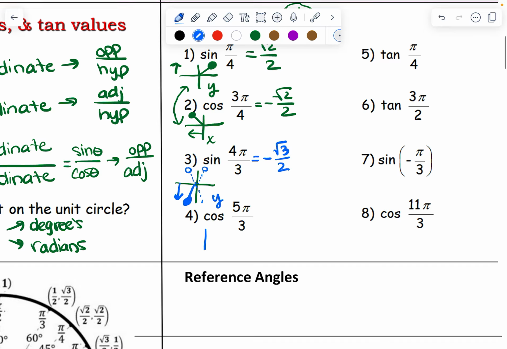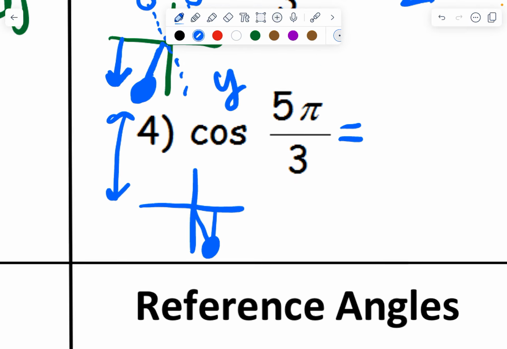Cosine of 5 pi over 3. Again, I already established that 4 pi over 3 is in quadrant 3, so that means 5 pi over 3 is in quadrant 4. And now we're worried about cosine, okay? So if I were to draw a little triangle in there, I have a 30, 60, 90 triangle, all right? It's not a 45-degree angle, therefore it has to be the 30, 60, 90 triangle, if it's not on either the horizontal or vertical axis.